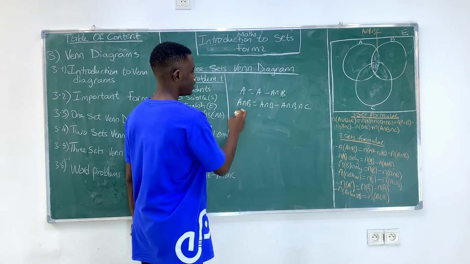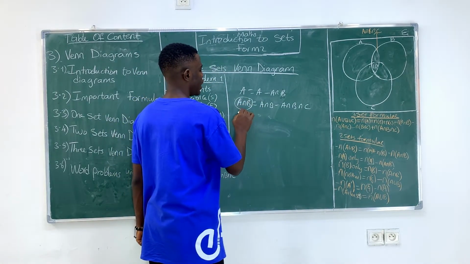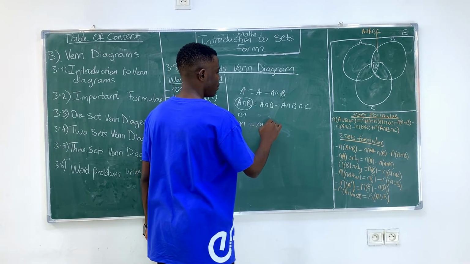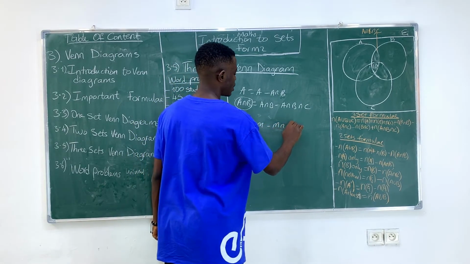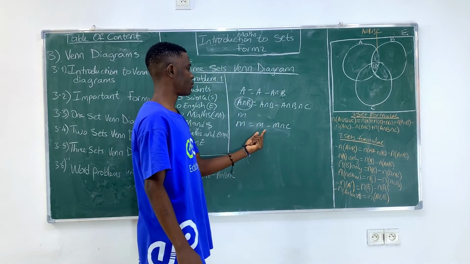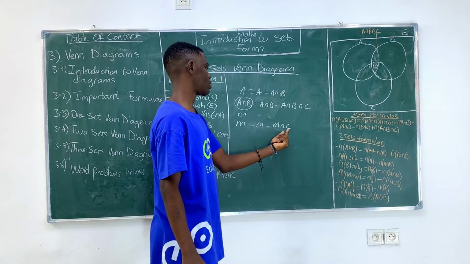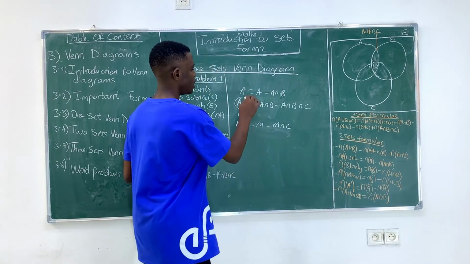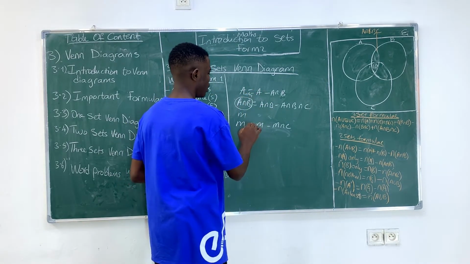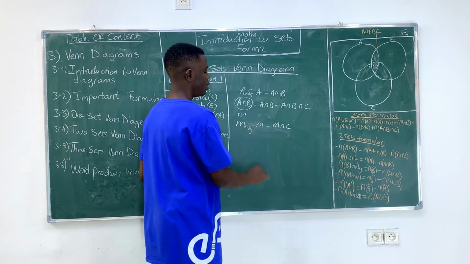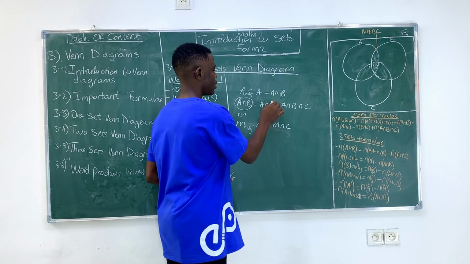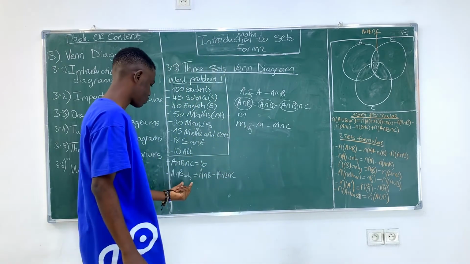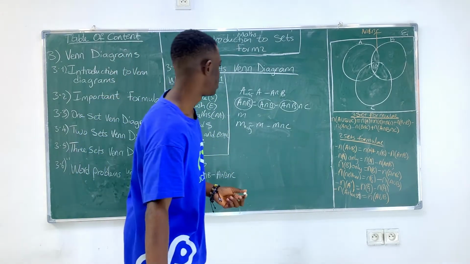If you let this be M, you have N only is equal to N minus N intersection C. M only is equal to M minus M intersection C, the same as A only is A minus A intersection C. You see, this is the same form as here. So use the same formula now to find this.